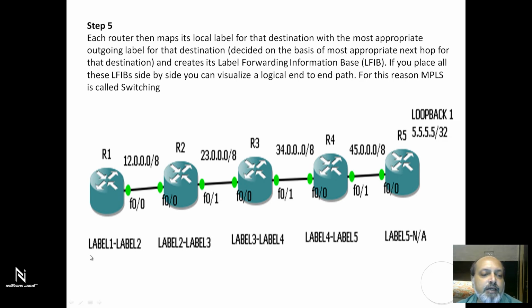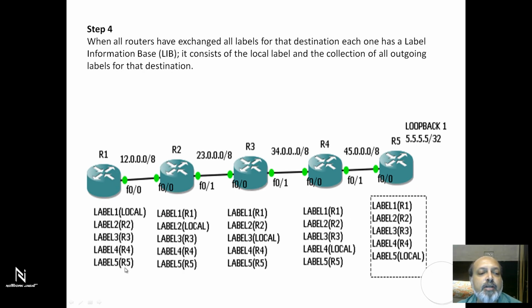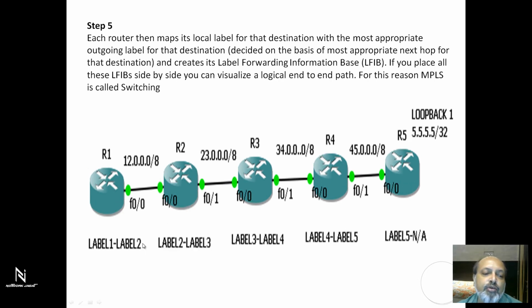And this particular relationship is called the label forwarding information base. So this is the label information base, which is a collection of all the labels, local plus the outgoing labels, and the label forwarding information base, which is the relationship between the local label and the most appropriate outgoing label. Right? And if you place all these LFIBs side by side, you can visualize a logical end-to-end path.